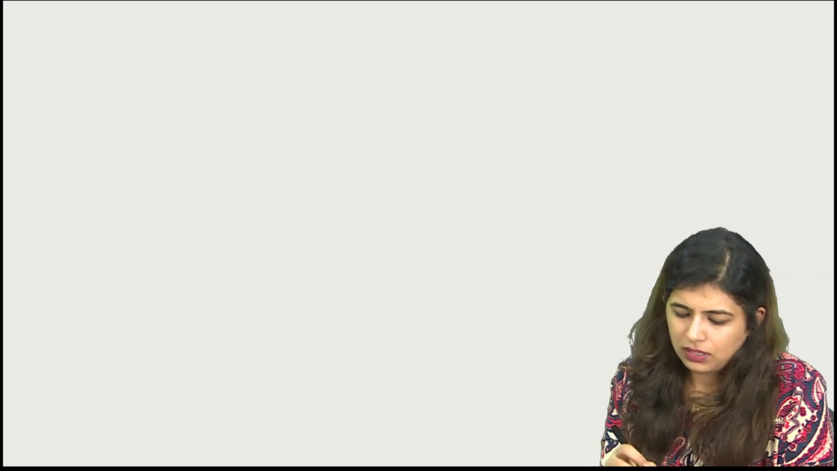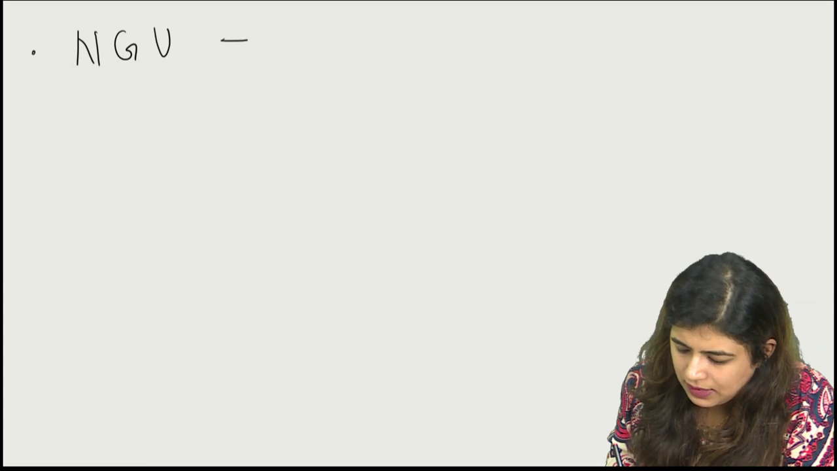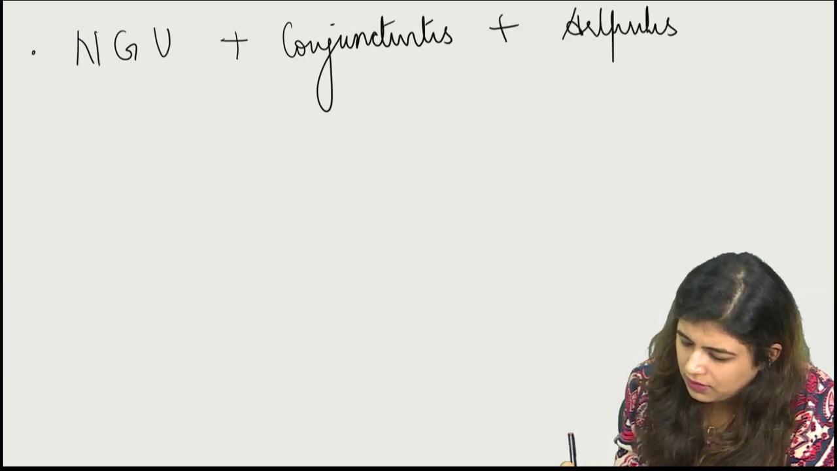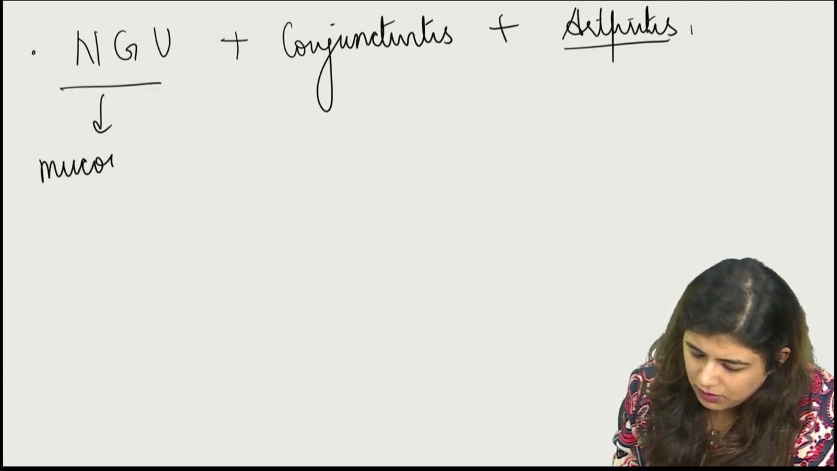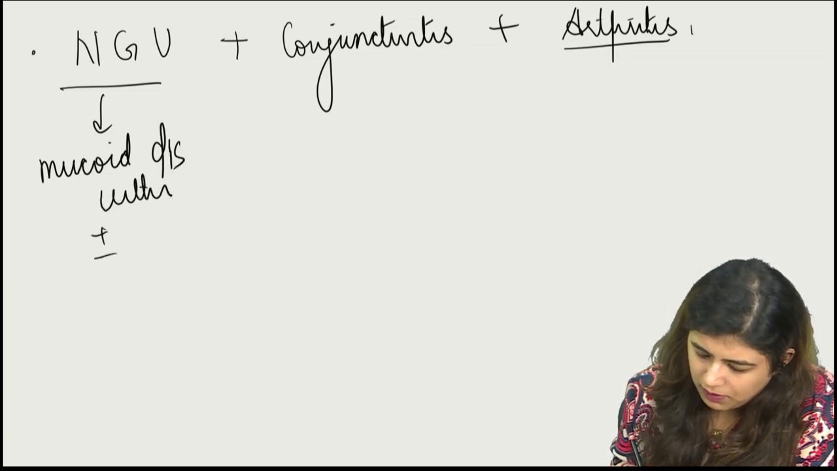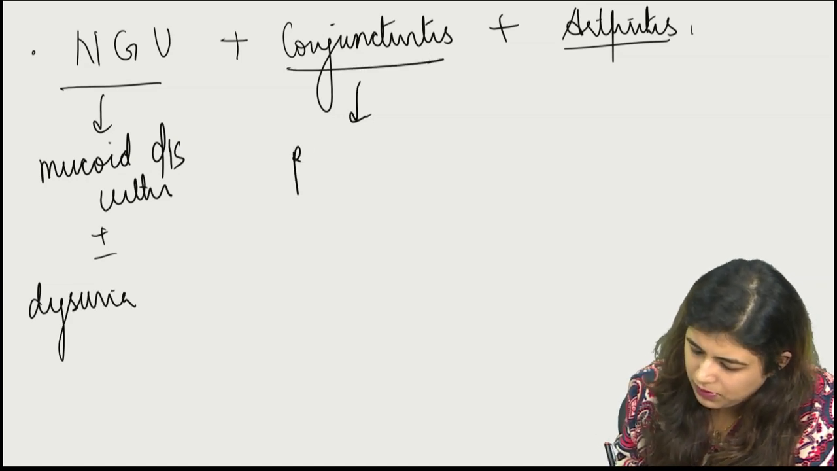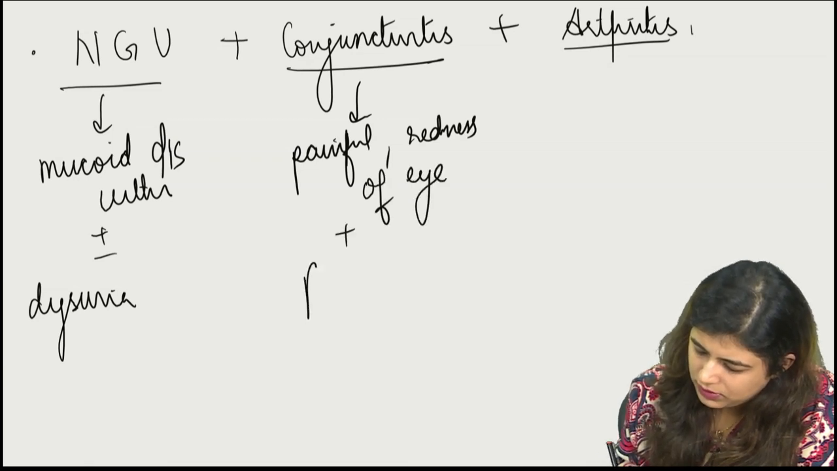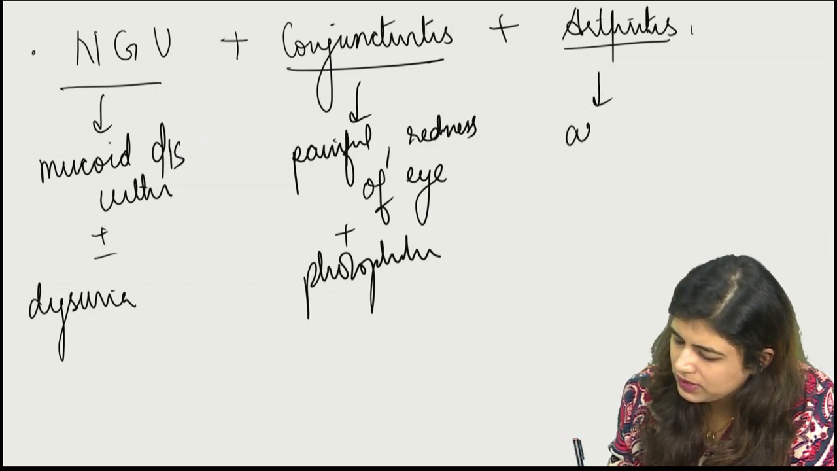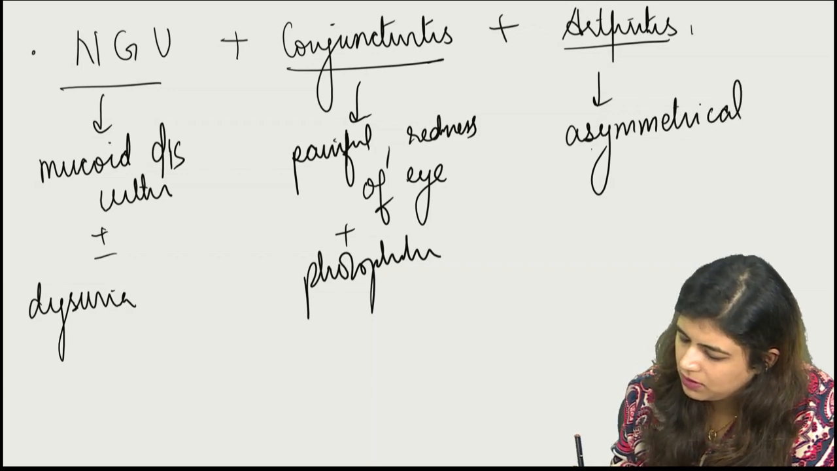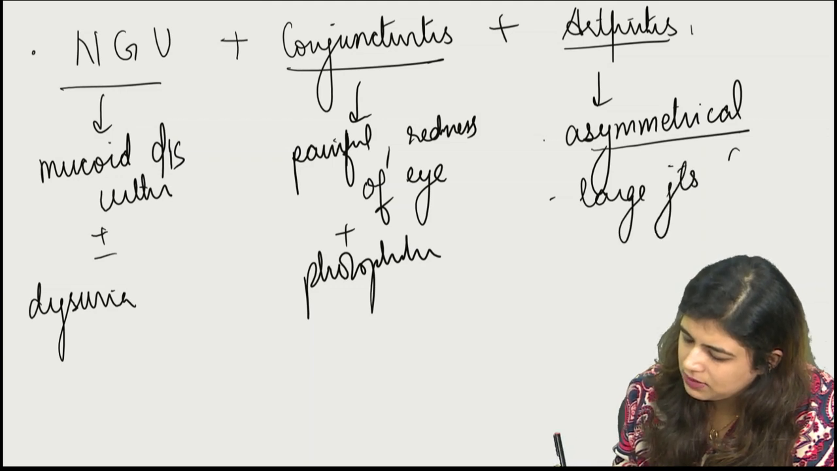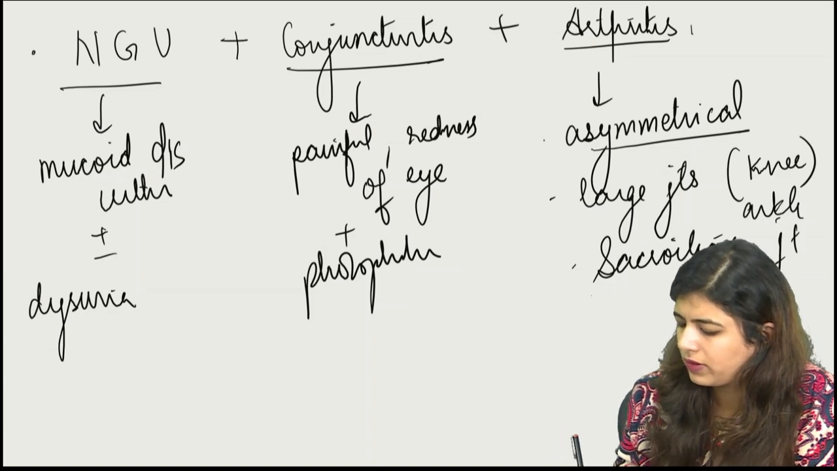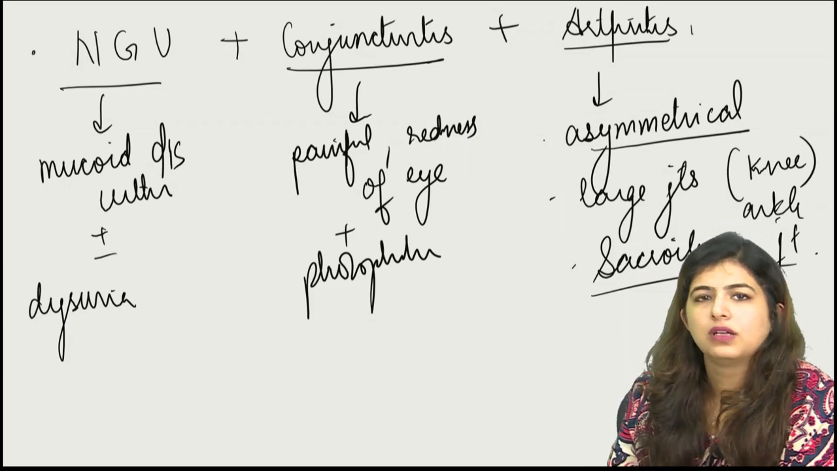Clear? What happens here is a non-gonococcal urethritis plus conjunctivitis and arthritis. So, the patient may come with a mucoid discharge from the urethra plus minus dysuria. Here they may have painful redness of the eye associated with photophobia. And this is mostly an asymmetrical arthritis involving the large joints, mostly the knee or the ankle, sometimes even sacroiliac joints. Okay, so these are the main features of reactive arthritis.